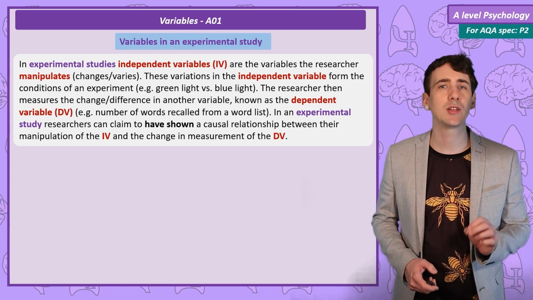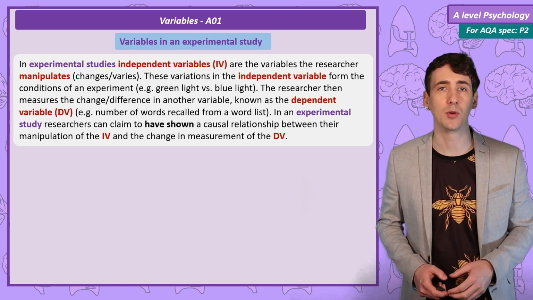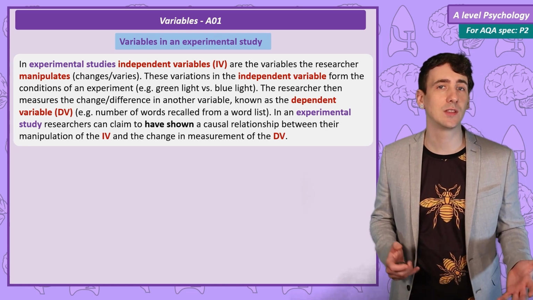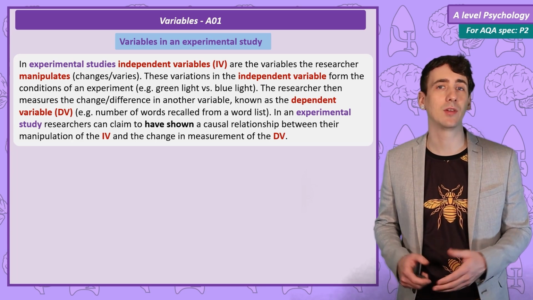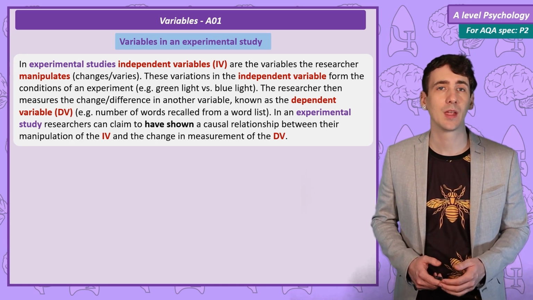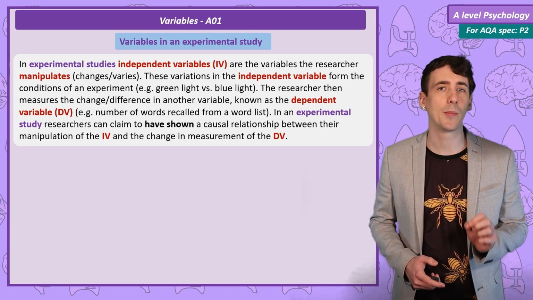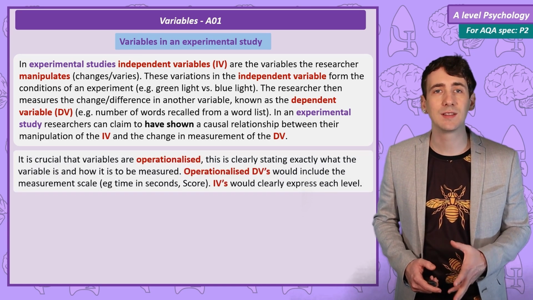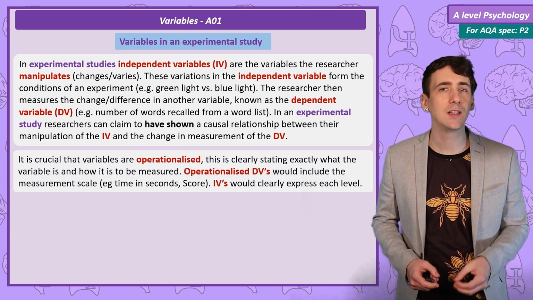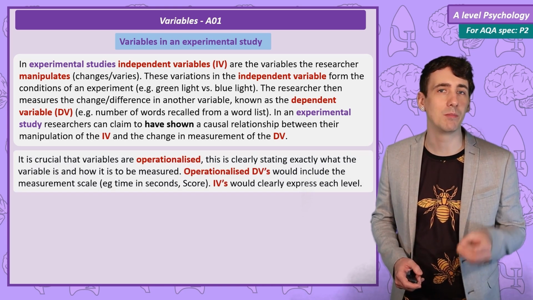The researcher will then measure any change in the dependent variable. That could be the reduction in symptoms, the production of behaviour, or recall. An important concept is operationalization. When stating the dependent variable, I need to specify exactly how it's being measured.